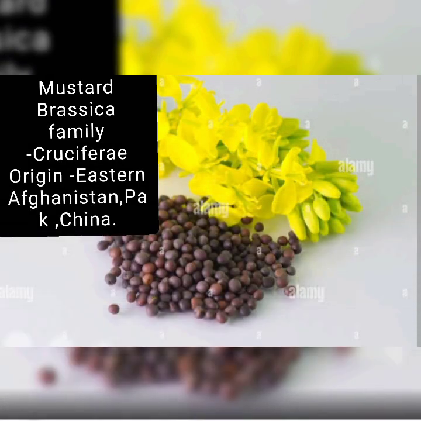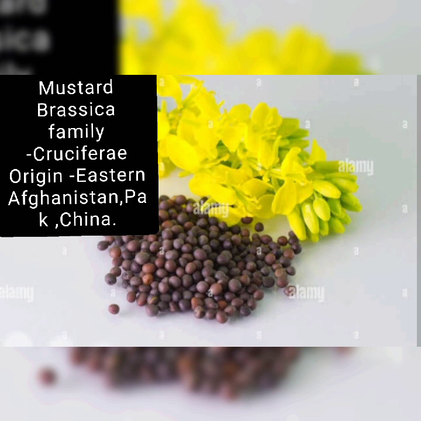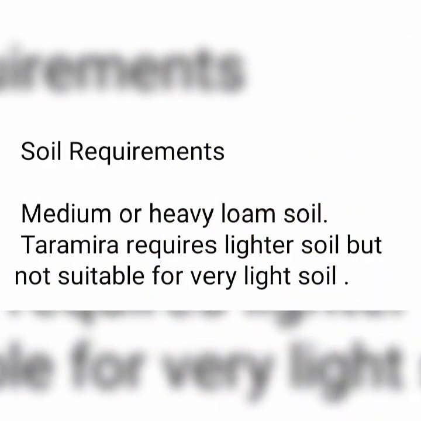Soil requirements for mustard: it requires a medium or heavy loamy soil, while taramira requires lighter soil, but it is not suitable for very light soil. Chemical requirements for mustard: seed treatment is done with thiram and captan. The ratio is 3 gram per kilogram.